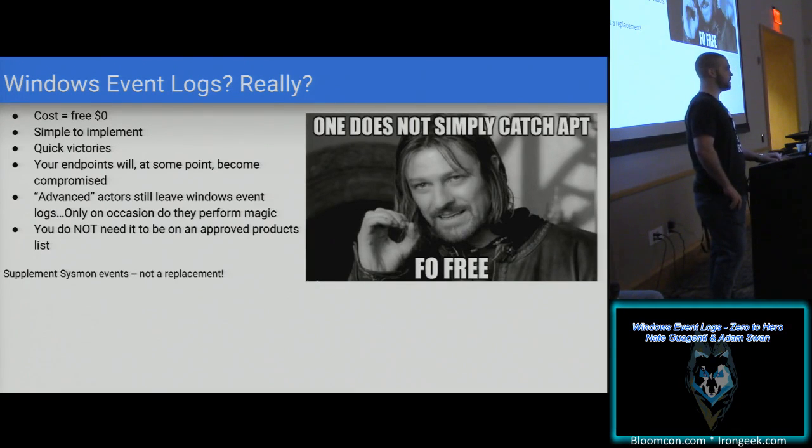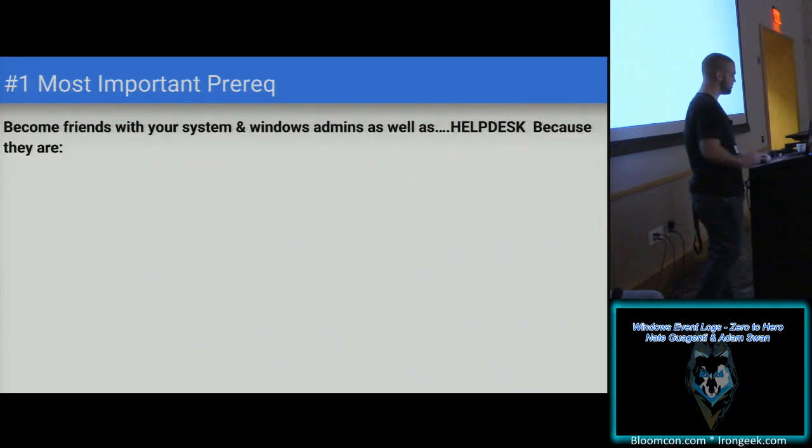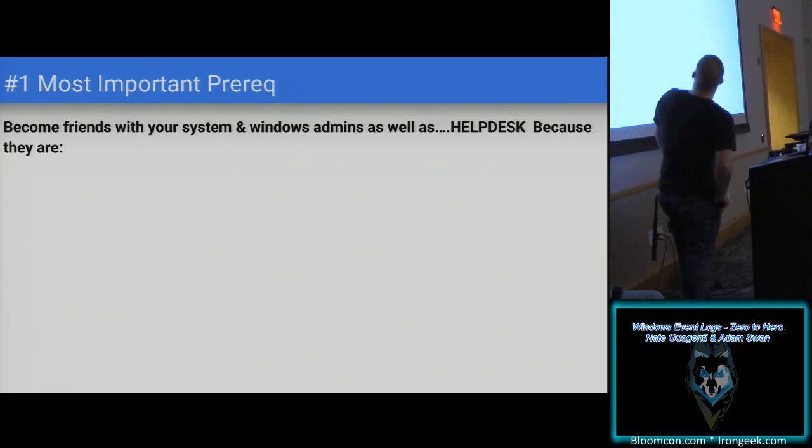And this is not a Sysmon replacement. It's a supplement. If you can implement Sysmon, do it. But in some of the places we work, you have to have an approved products list, and the process is worse than applying for a home loan. If anybody's ever done that, but maybe not since this is a college.